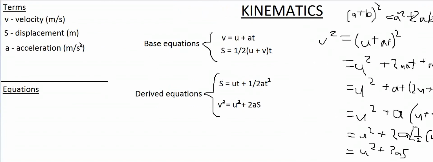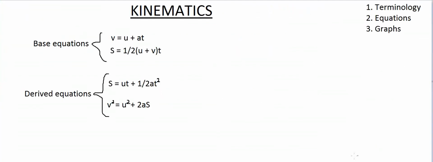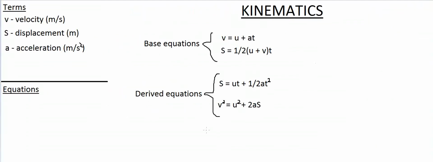Wait, let me erase this first. Okay, so you may be thinking, why do we have four equations? Why can't we just have one, or let's say these two, and derive the others using algebra?